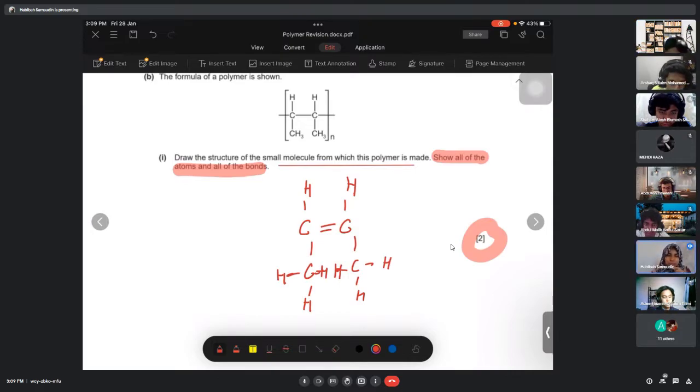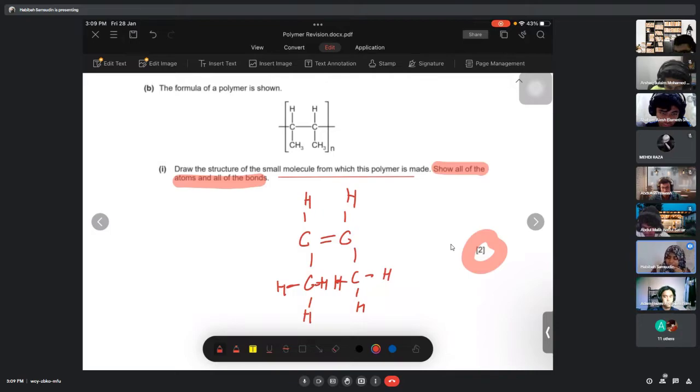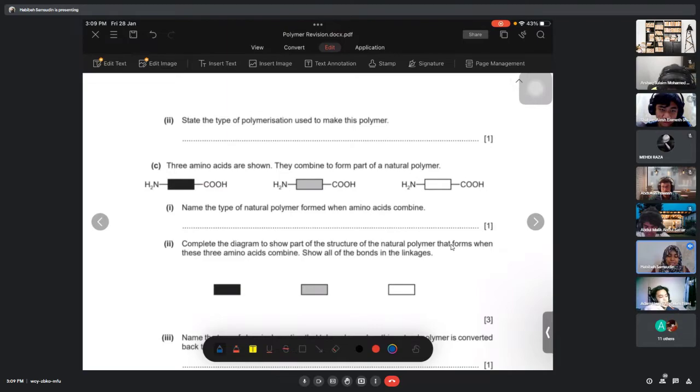Guys, please, okay? Addition polymerization, your monomer needs a double bond. Please, remember this. And for addition, you only have one type of monomer that is being repeated. Now state the type of polymerization used to make this polymer.